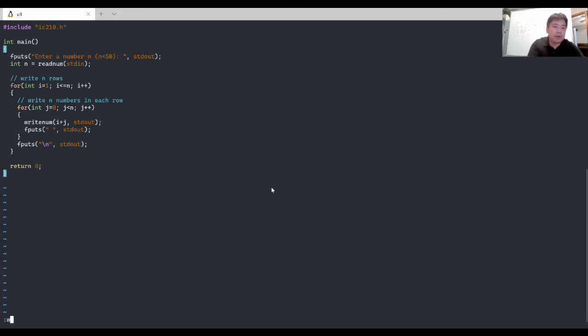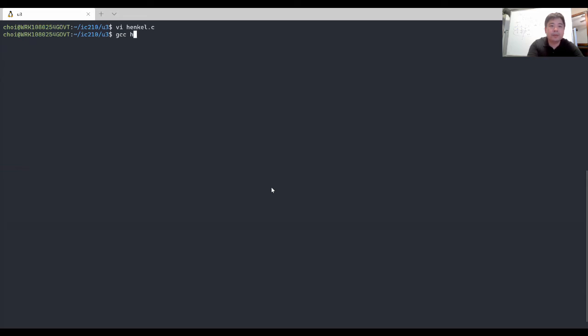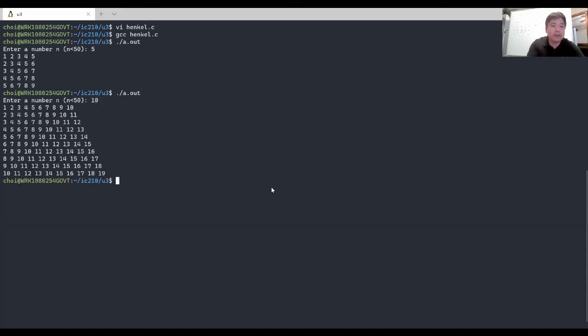So let's try this. gcc Henkel.c, run that. So 5 looks good. So let's write 10. Doesn't look good. Oh yeah, the problem is this 9 and 10 has to be aligned well. So that means for 9, you have to put a space in front of the number 9.